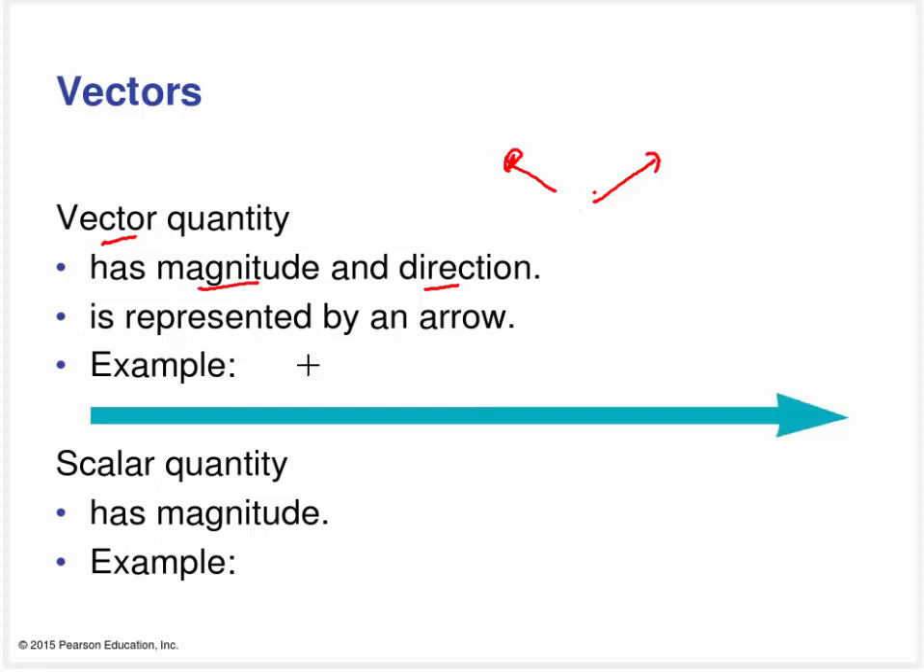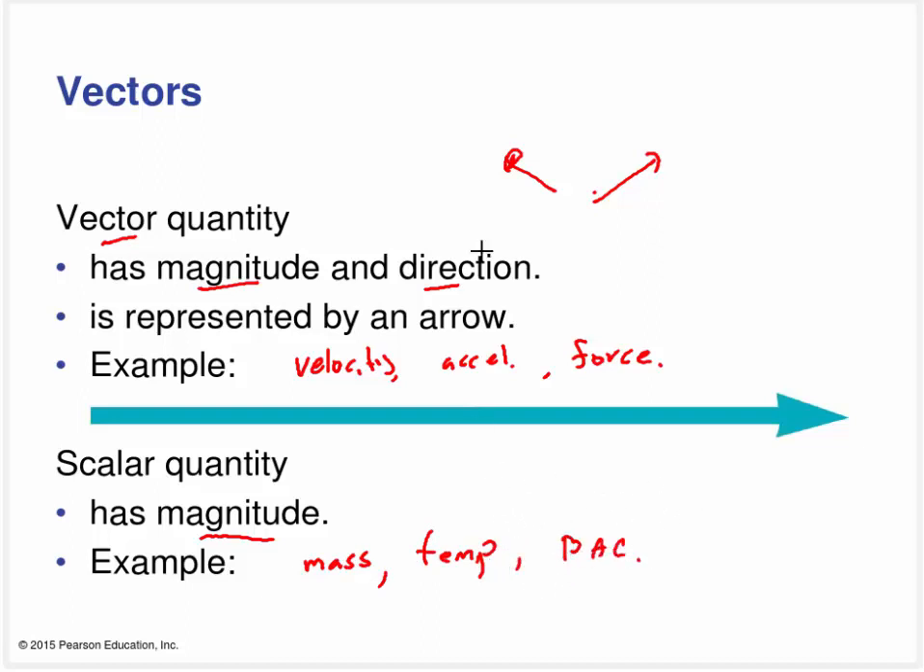Examples of vector quantities: well, we already talked about velocity. We could talk about acceleration. We could talk about force. A force is to the left or to the right. A scalar quantity just has a magnitude or a number. Examples of that may be mass, temperature, maybe something like blood alcohol content, or something along those lines.